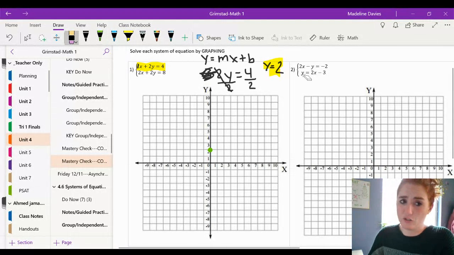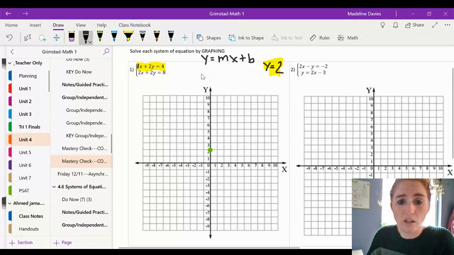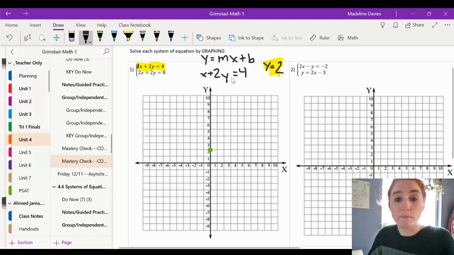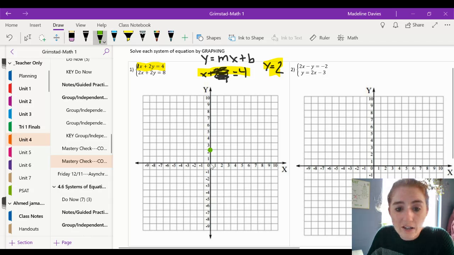But what's my x-intercept? If we continue with the cover-up method, I can rewrite this equation, x plus 2y equals 4. Only this time, I'm going to replace my y with 0. So if I replace my y with 0, I know that 2 times 0 is 0, so I can just cross that off. And now I have just x equals 4. So that's actually it. X equals 4, that is my x-intercept. So I have my y-intercept, and now I'm going to 4 on the x-axis.